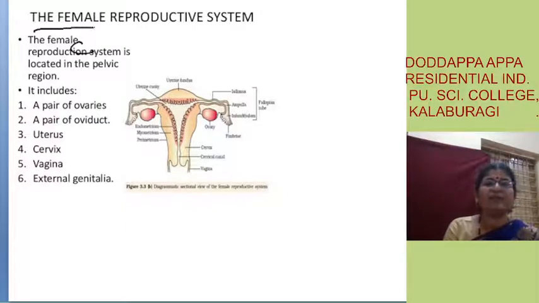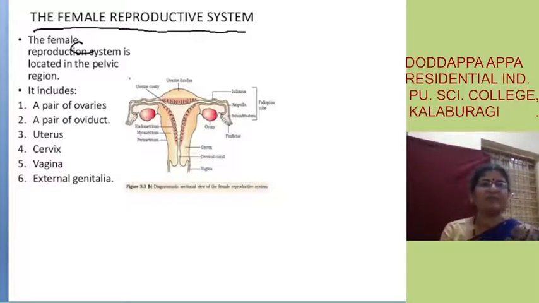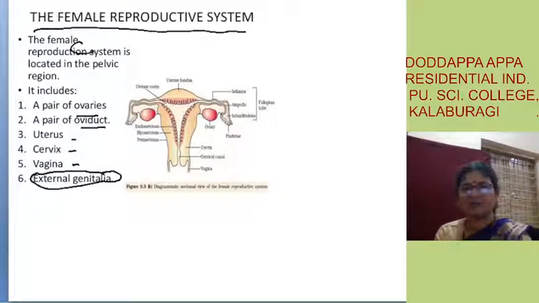So the female reproductive system, where is it located? It is located in the pelvic region. Fine. What does it include? It includes a pair of ovaries, a pair of oviducts, only one uterus, one cervix, vagina, and external genital organs. These are all the components of the female reproductive system.